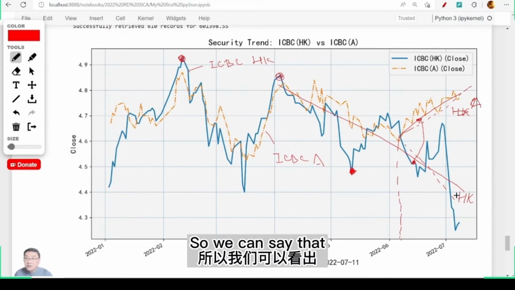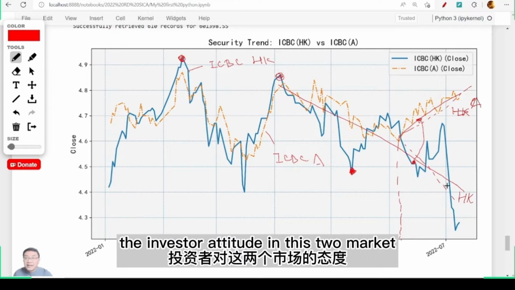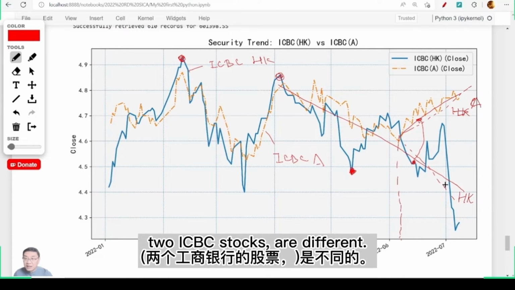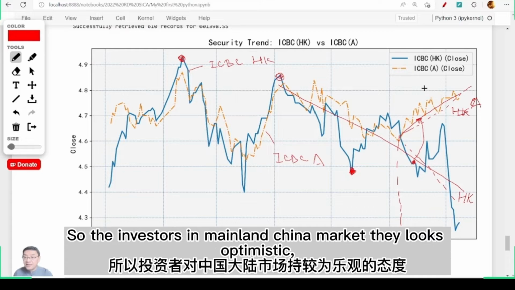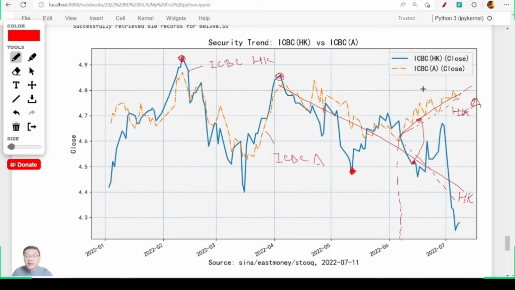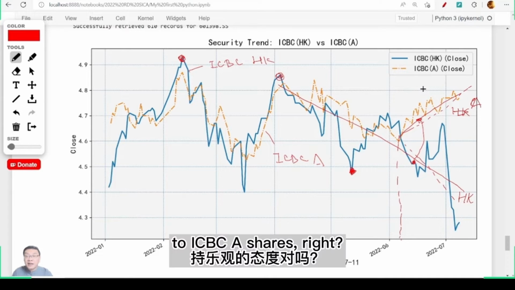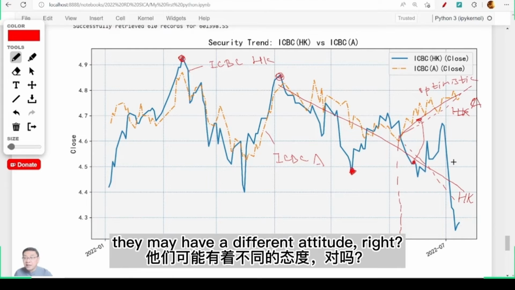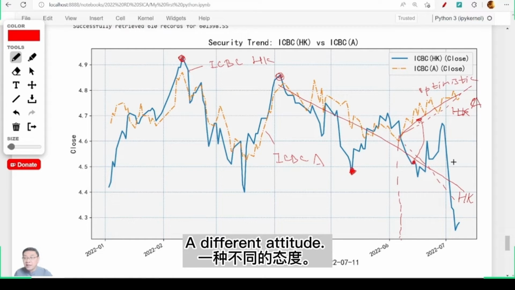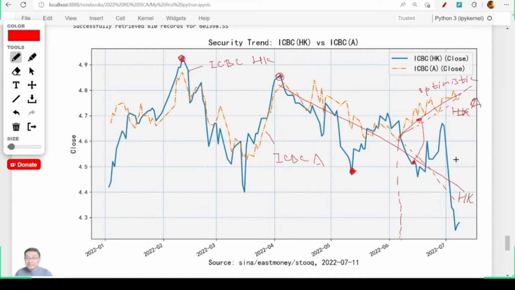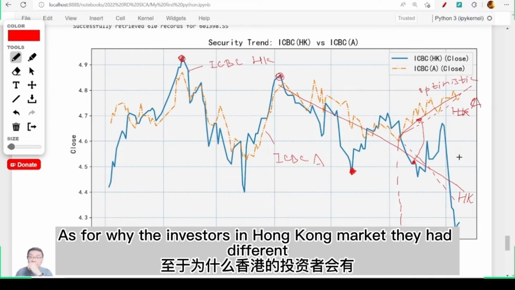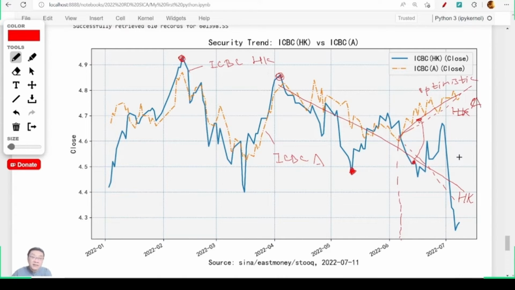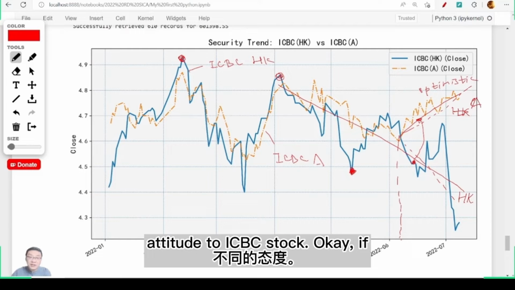So we can say that the investor attitude in these two markets to ICBC stock are different. The investors in the mainland China market look optimistic about ICBC A shares, right? And investors in the Hong Kong market may have a different attitude. So probably that's the reason, as for why the investors in Hong Kong have a different attitude to ICBC stock.